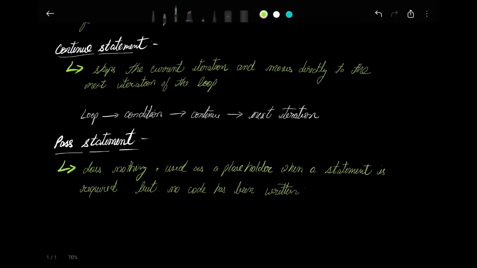Imagine you are reserving a seat for someone who hasn't arrived yet. The seat is empty now, but it has a purpose in the future. Similarly, pass allows us to leave a block empty without causing an error. Python does not allow an empty block after statements like if, for, and while. When defining a function or a class, if you haven't written the code yet, you can temporarily use pass.